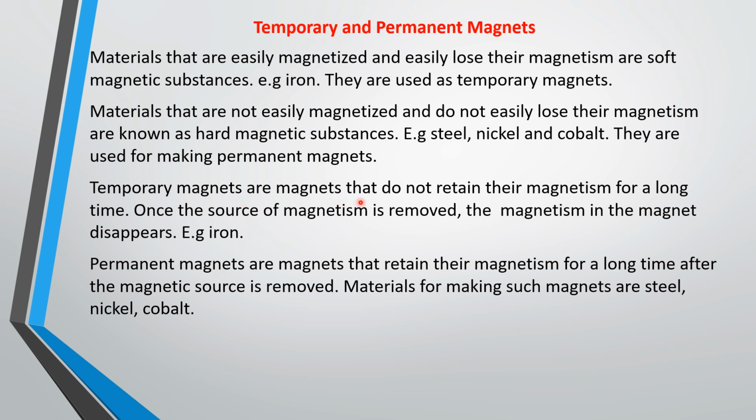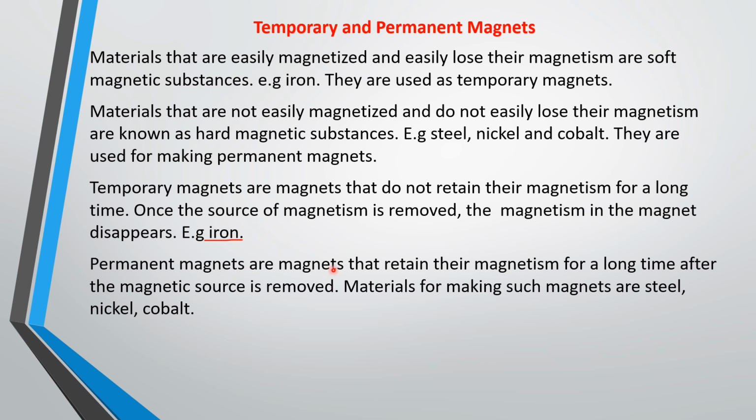Temporary magnets are magnets that do not retain their magnetism for a long time. Once the source of the magnetism is removed, the magnetism in the magnet disappears. An example of such material is iron. So we have said that iron is a soft magnetic substance, and we also said that iron can be used to produce a temporary magnet because it does not retain its magnetism for a long time once the source of the magnetism is removed.